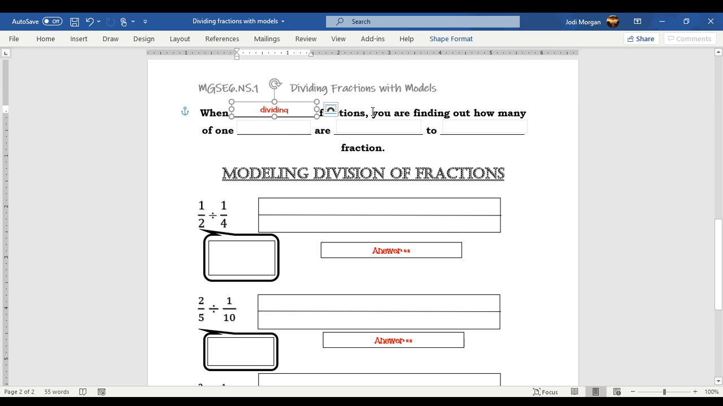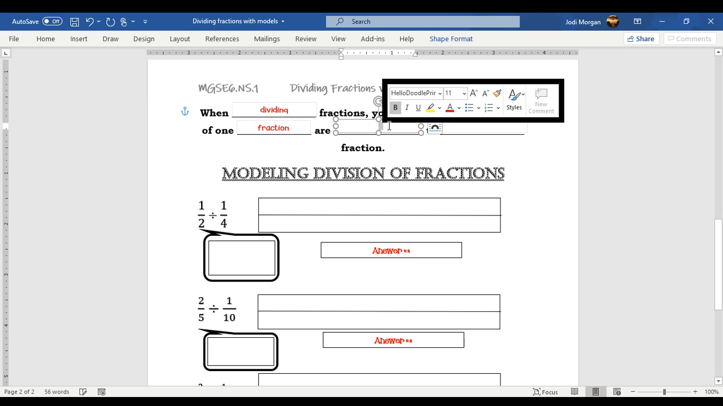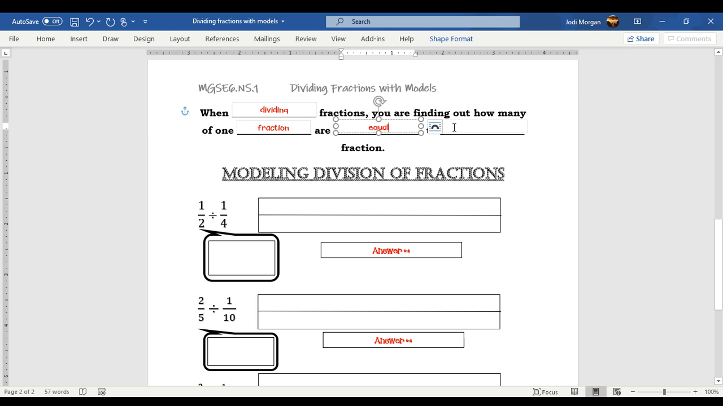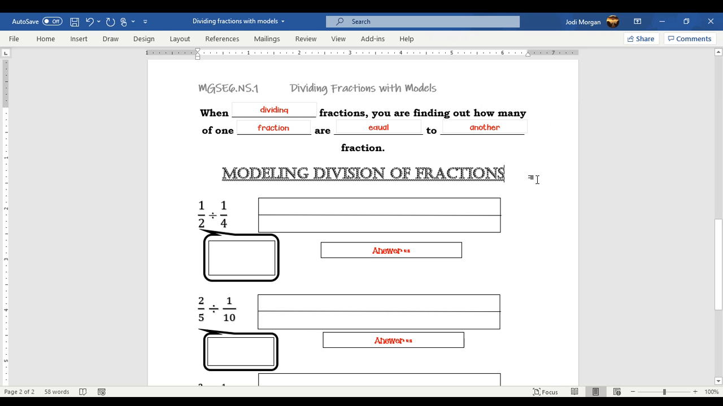So when dividing fractions, you're finding out how many of one fraction are equal to another fraction. It's a confusing concept to many people, but your standard this year actually says that you have to be able to model these division problems.